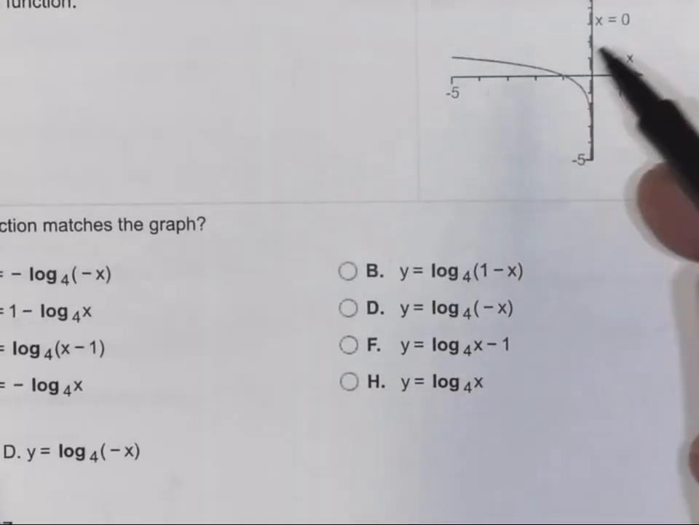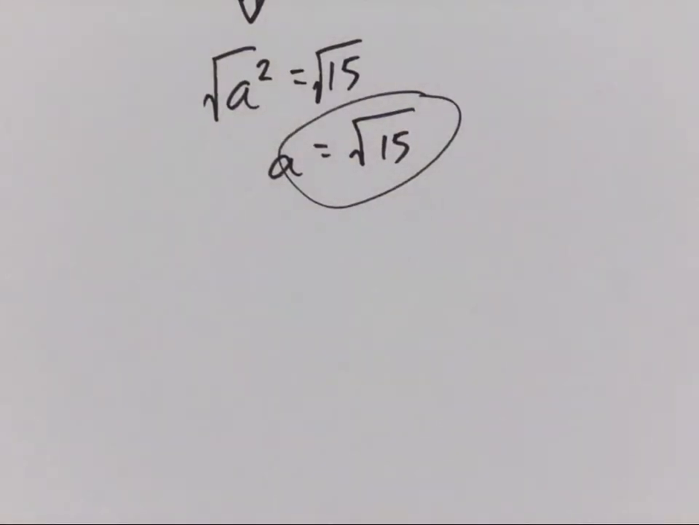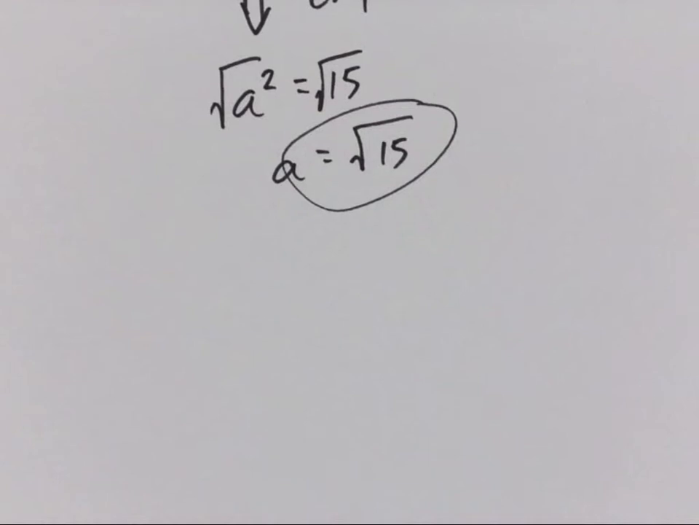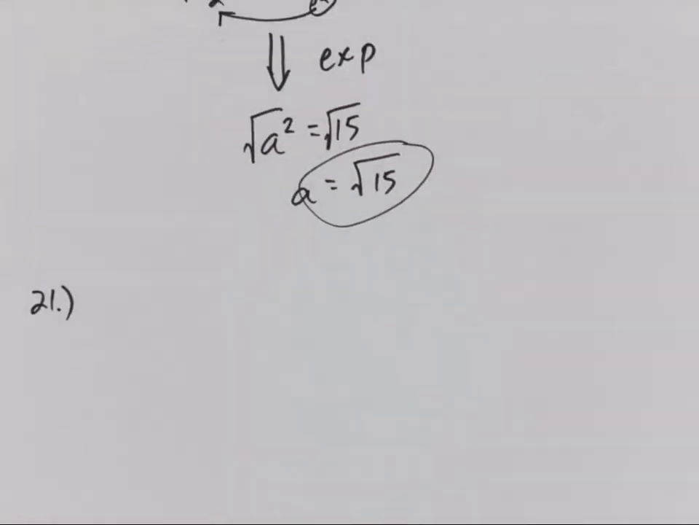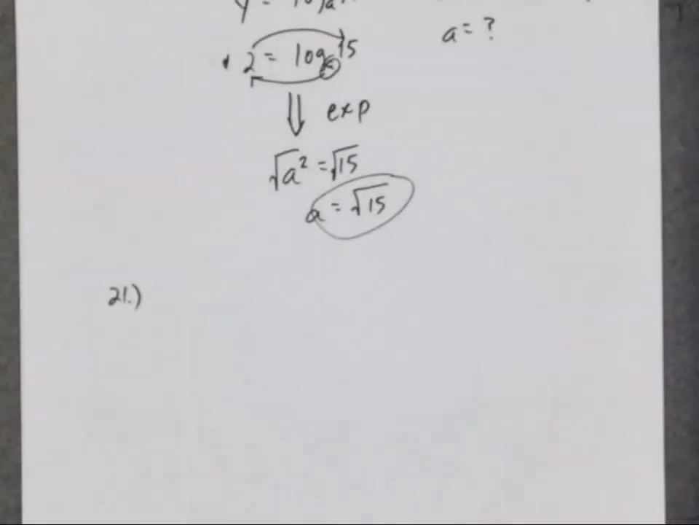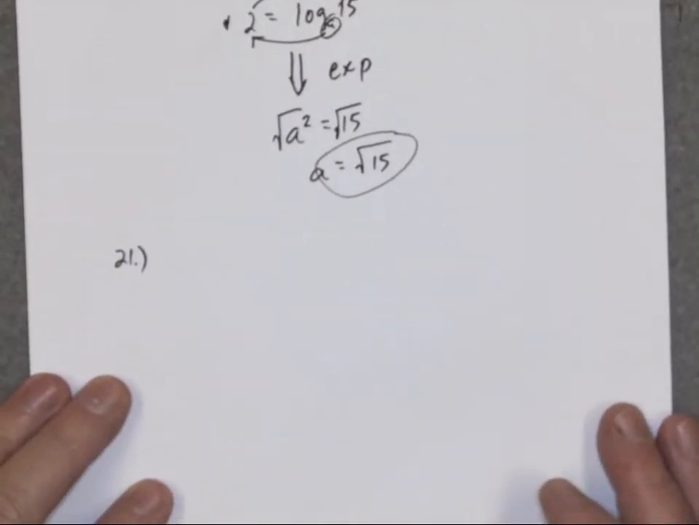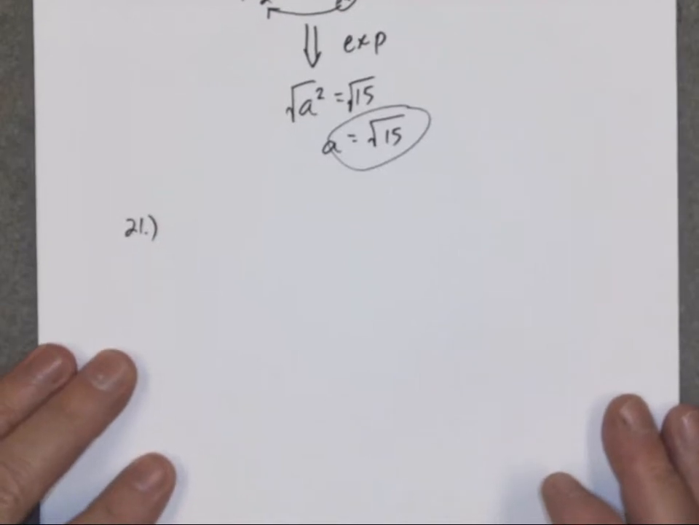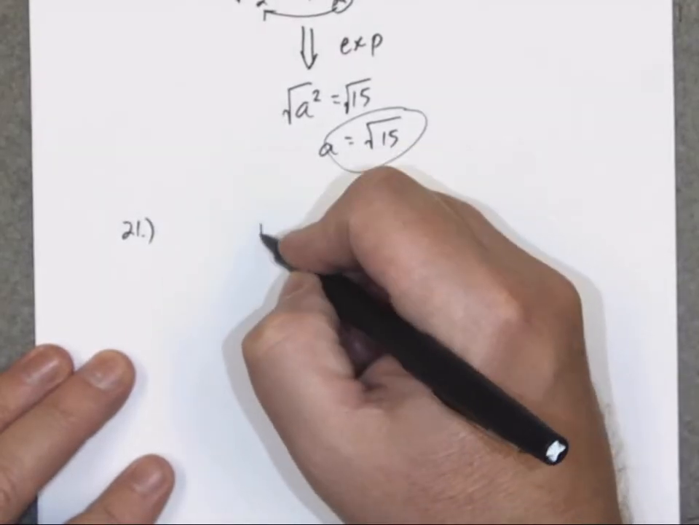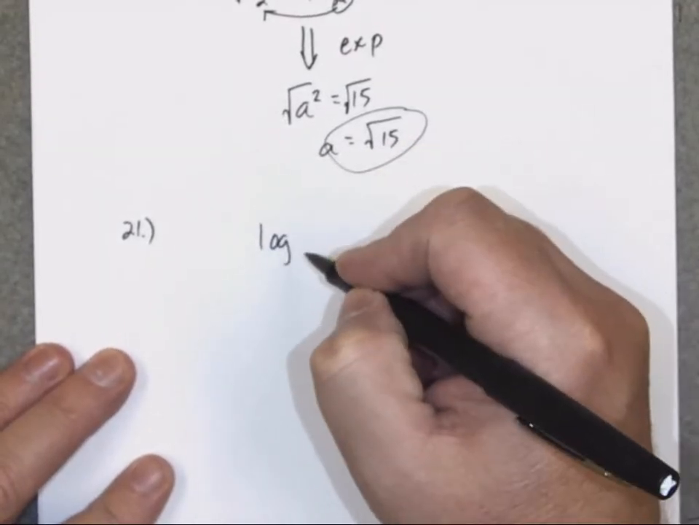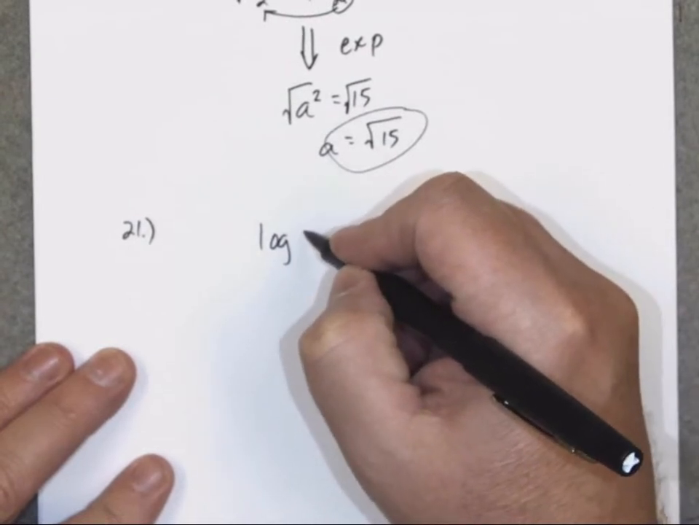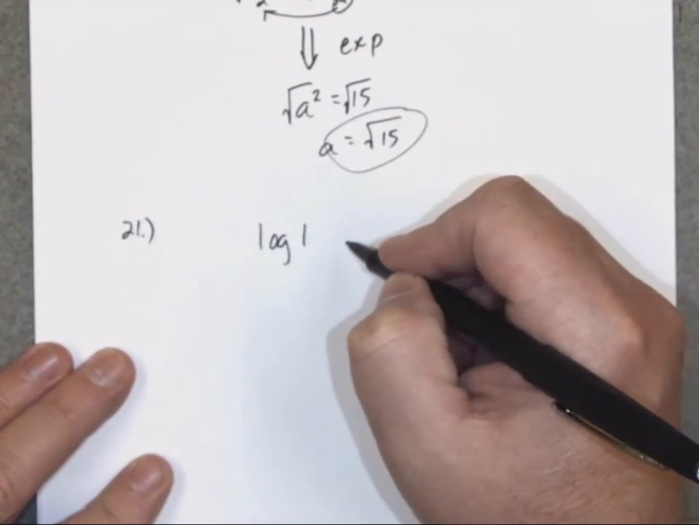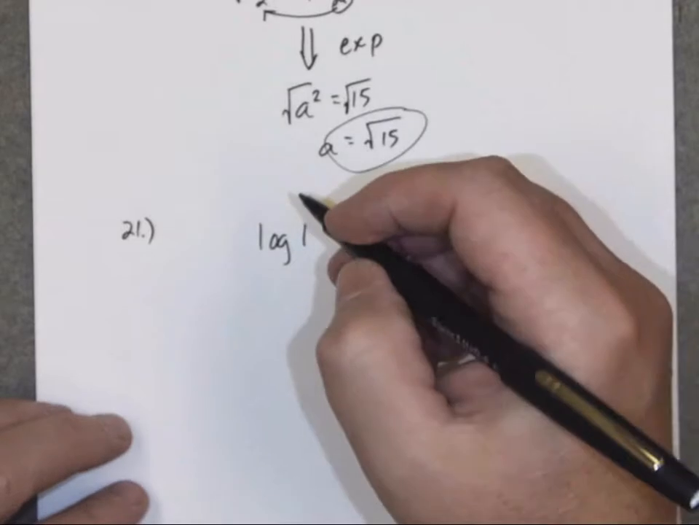Now, in order to do this, we have to talk a little bit about a few more special logs. And you have to remember these in order to do these kinds of problems. If you can't remember them, then it makes it even more difficult. Let's talk about some special logs. What do I mean by this? For instance, log base 10 of 1.